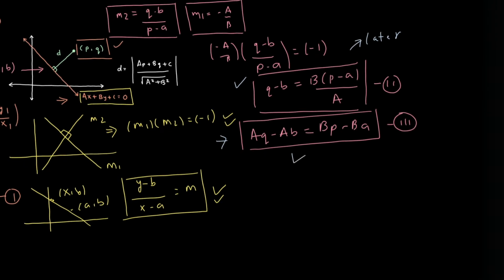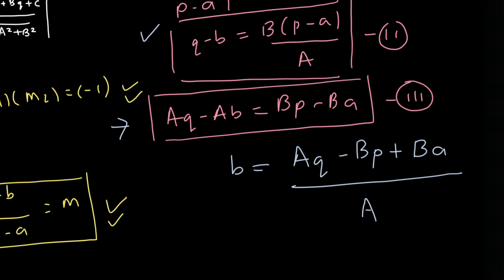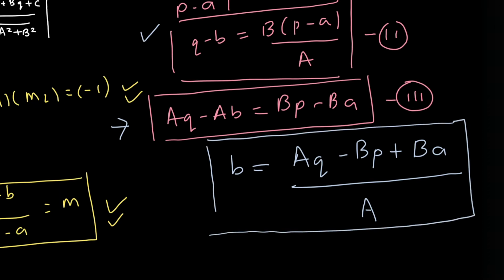In order to get rid of this, first of all I will take this particular equation and write down the value of small b in terms of the rest of the things. So when you solve this equation, in order to get the value of small b, it will turn out to be a times q minus b times p plus b times small a divided by a. So here we have got the value of small b in terms of a, q, b and small a.